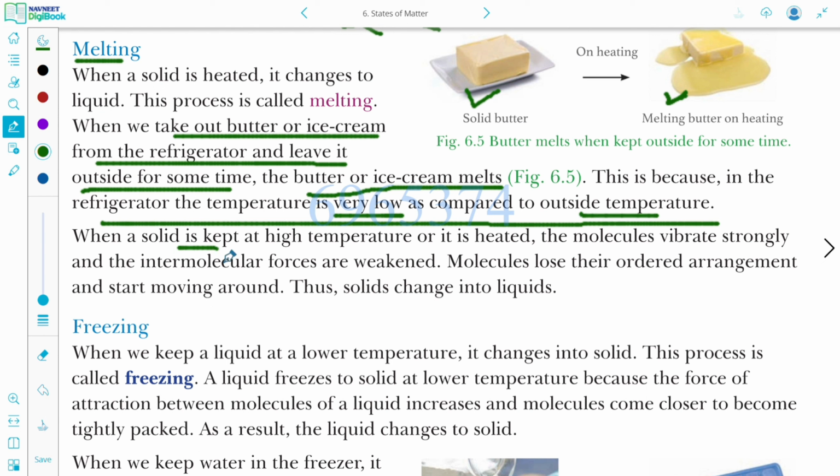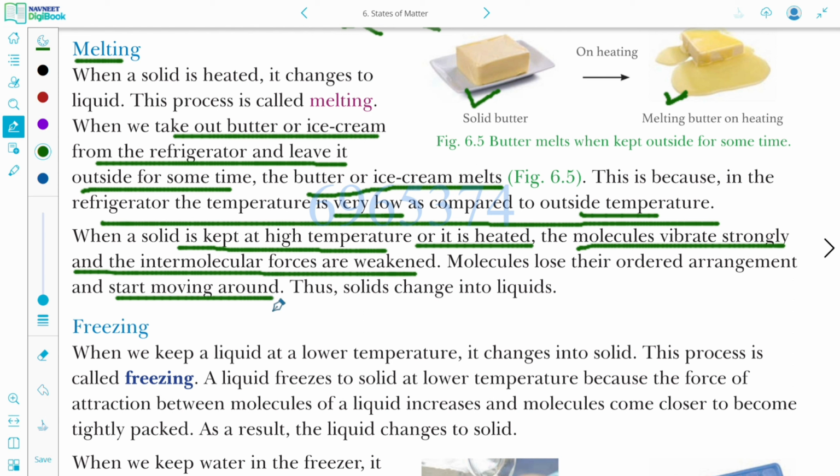When a solid is kept at a high temperature or it is heated, the molecules vibrate strongly and the intermolecular forces are weakened. Molecules lose their ordered arrangement and start moving around. Thus, solid changes into liquid.